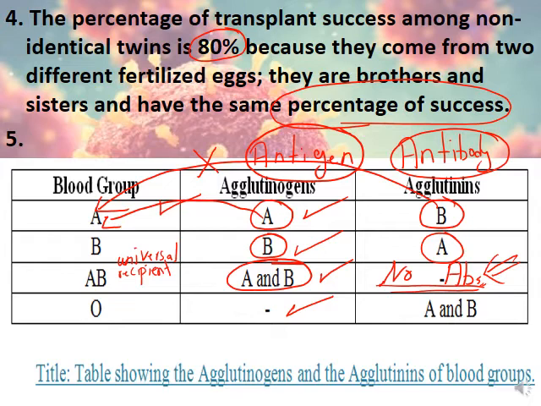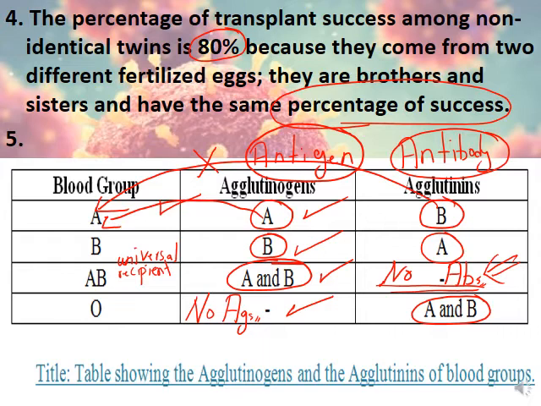Moving to the blood group O. Blood group O has no antigens. Why? It has antibody A and antibody B. So antigens, always you have to look to the donor. So the donor has no antigens. We said that in blood transfusion, we have to look to the antigens in the donor and to the antibodies in the recipient. So no antigens.